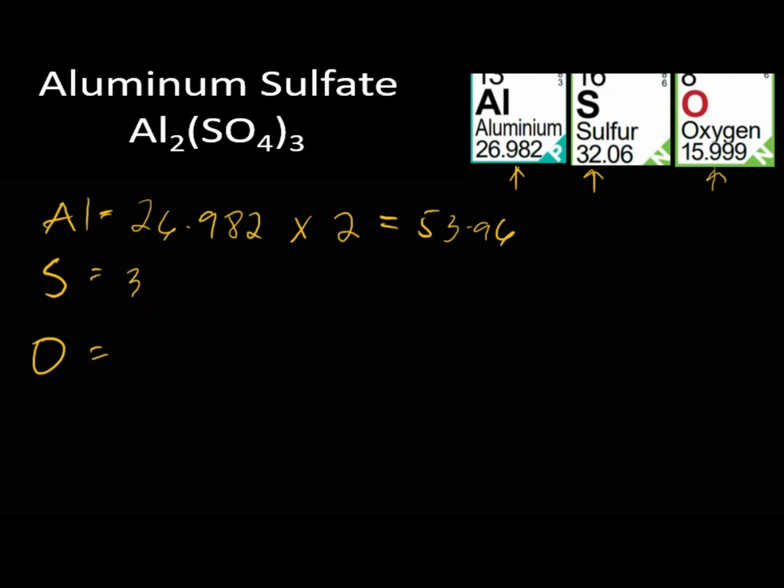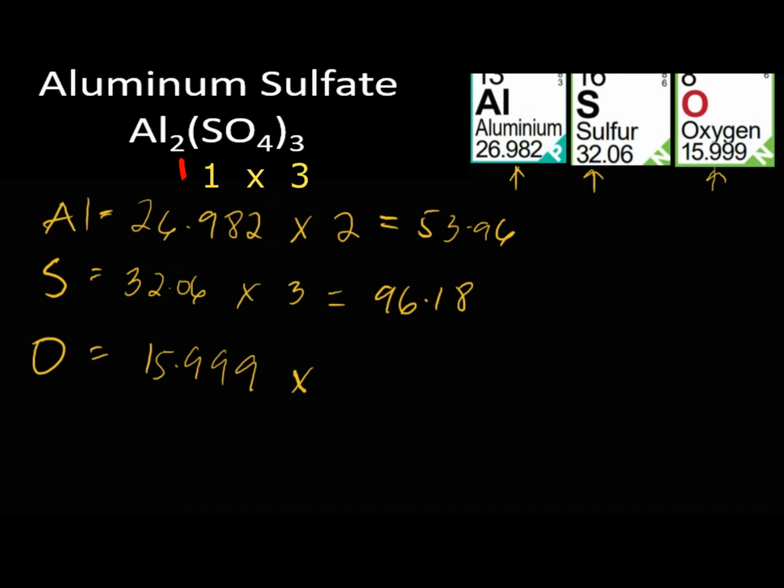So the sulfur is 32.06 multiplied by, again, 1 times 3, that gives you 3. So the product is 96.18. Now for oxygen, okay, let me write down first the atomic weight. So that's 15.99, right? Now how do we know by what number we should multiply the atomic weight of oxygen? We just simply multiply the subscript that is inside the parenthesis with the subscript outside, just like what we did with the sulfur atom.